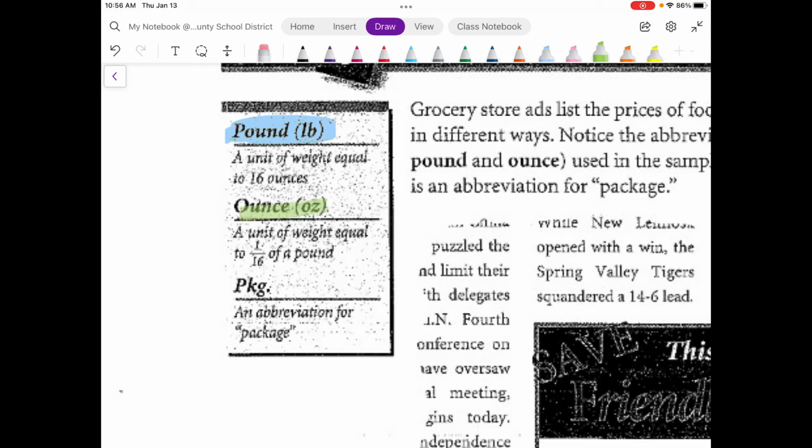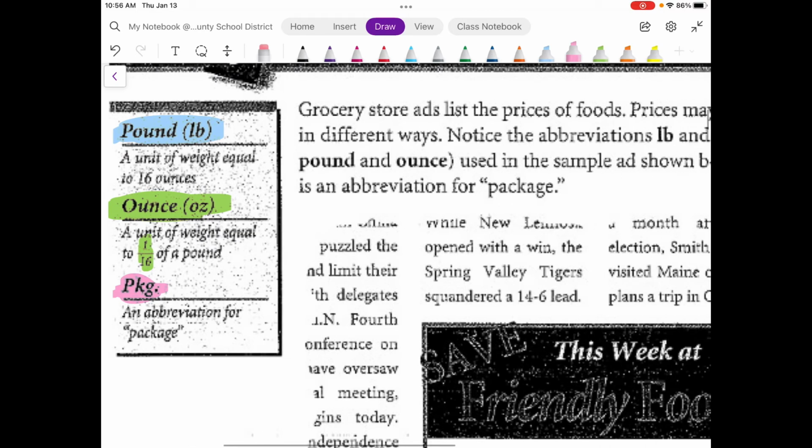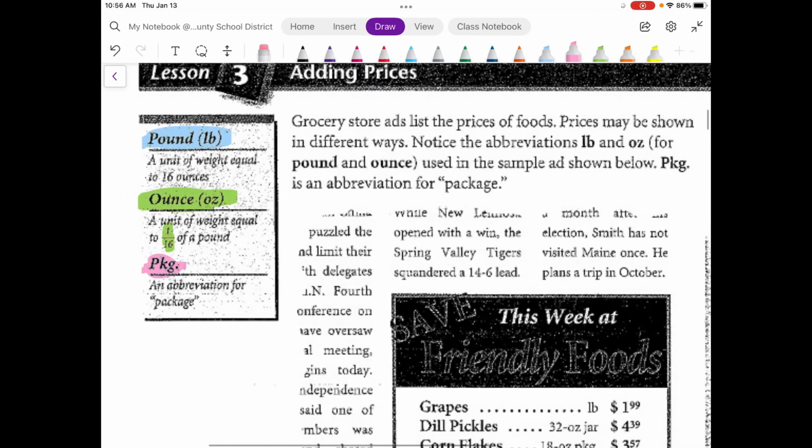Same thing with ounces. Remember that there's 16 ounces in a pound. So if it's sold by ounces, it might show as a fraction like this. So 1/16 of a pound or whatever. And then the last abbreviation you might see is a package, so the cost might be per package instead of per pound or per ounce. It really just depends on what you are buying. Okay, so when you're going through this, just be careful that you're paying attention to whether you are buying per pound, per ounce, or per package. So those would be the abbreviations that are used in the examples that we have.